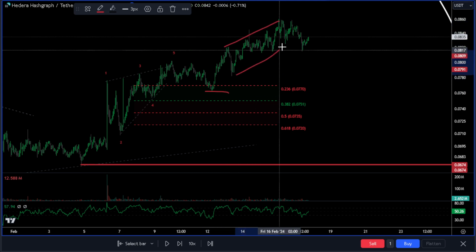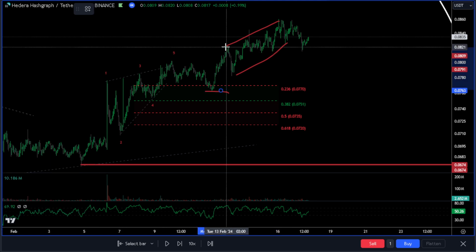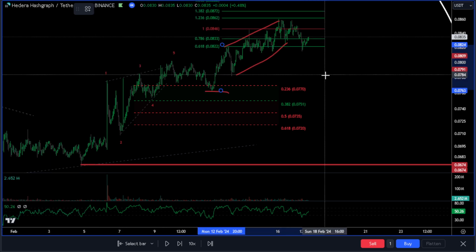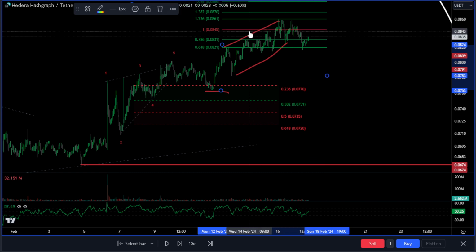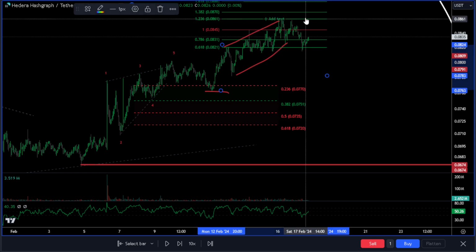So it looks like we ended up making another diagonal. Check our measurements. You can see how they change a little bit. That one came to the 1-to-1 and the 1.236.